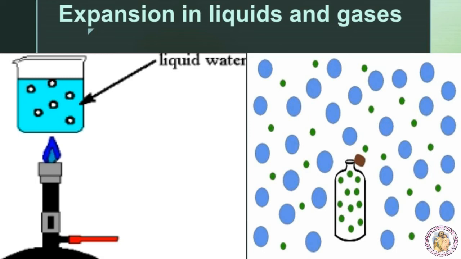When liquid is compared with solid, liquid expansion is more than solid, and gas expansion is more than liquid. Why? Because in solids the atoms are tightly packed, in liquids loosely packed, and in gases very loosely packed. So cubical expansion of a liquid is not dependent on temperature, whereas cubical expansion of a gas is dependent on temperature.